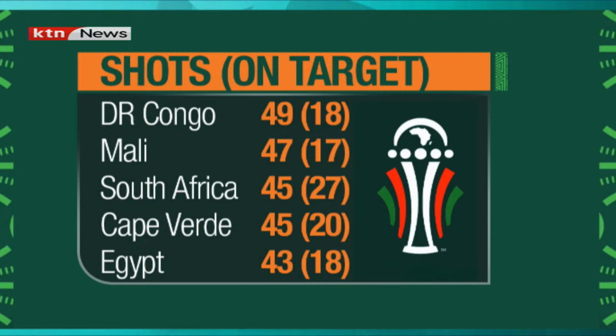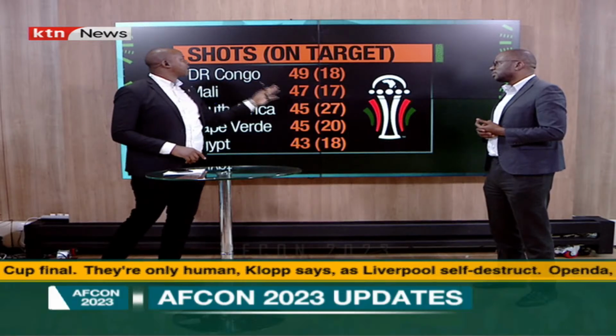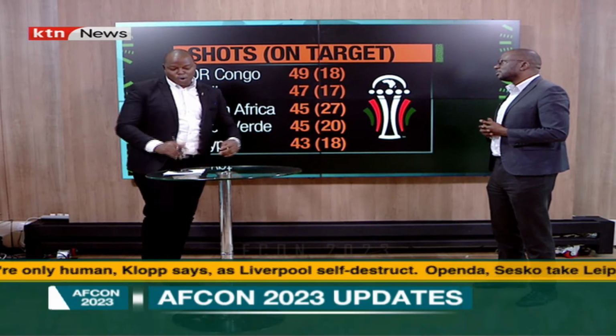Yes, Mali, of course, with 18 shots on target. South Africa, they have 27, Cape Verde 20, and Egypt 18. These are the teams which have the most shots on target.